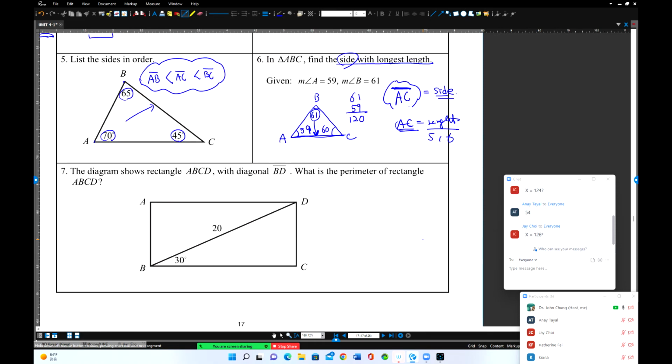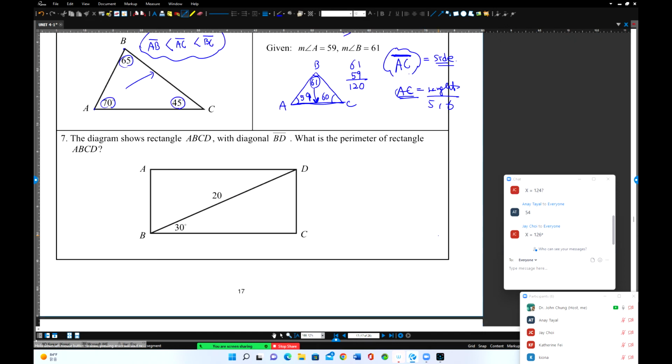Number 7. The diagram shows rectangle ABCD, with diagonal BD over there. What is the perimeter of rectangle ABCD? This is a special right triangle. Rectangle means all angles are right angles. This is a 60 degree angle. This is a 30-60-90 degree special triangle.